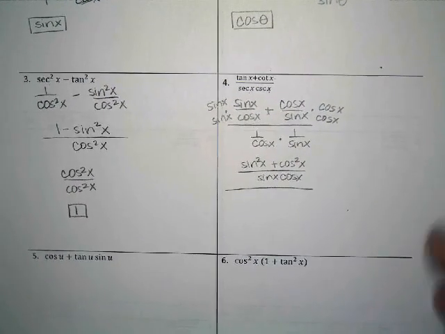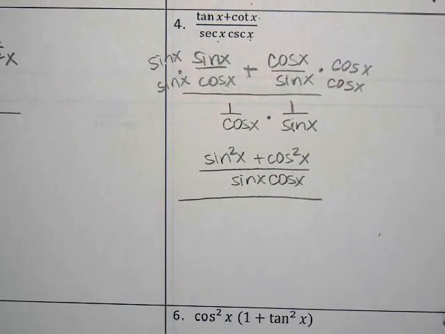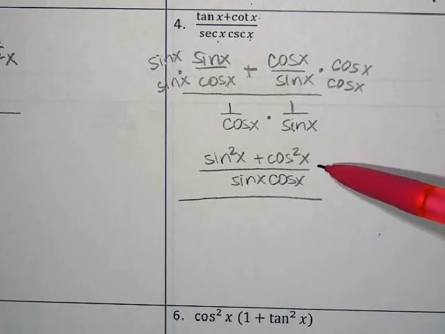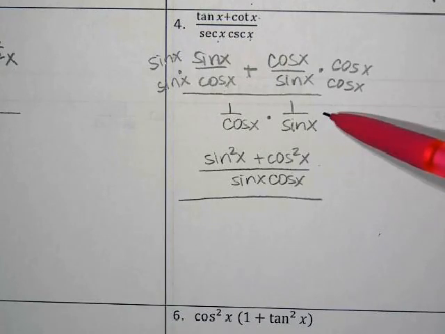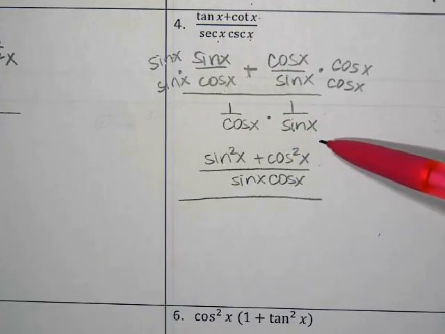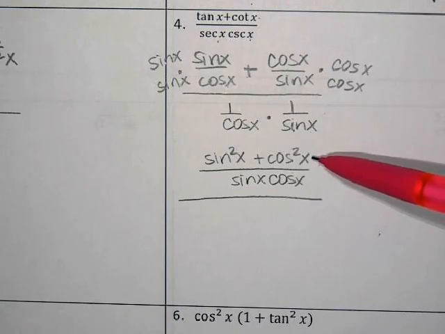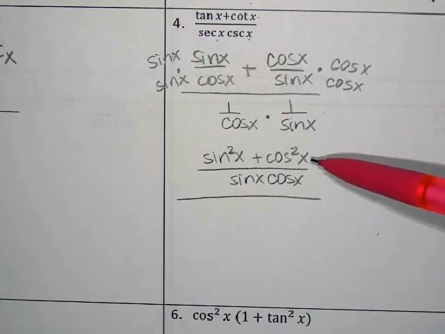So there's the top. What should I write for the bottom? How do you multiply two fractions together? Is it cos multiplied by 1 and 1 multiplied by sine? Do you cross multiply if you multiply fractions together? You multiply straight across. So we get 1 times 1 is 1, cos times sine.